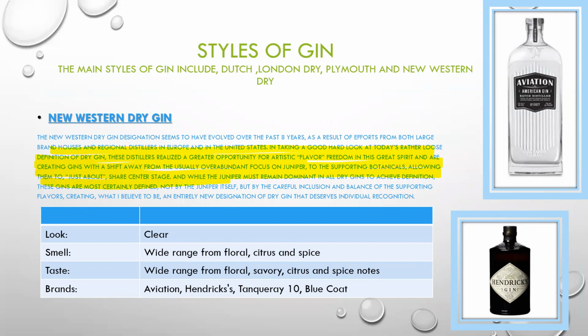And so while juniper still has to remain dominant in all dry gins to achieve the definition of gin, these are most certainly defined not by juniper, but by the careful inclusion and balance of the supporting flavors, creating what a lot of people believe is an entirely new designation for gin that deserves its own individual recognition. Great examples of that would be Aviation, Hendrick's, Tanqueray 10, and Bluecoat, where you're seeing a higher proportion of other botanicals, creating, say, more citrus or floral or spicy styles of flavors.